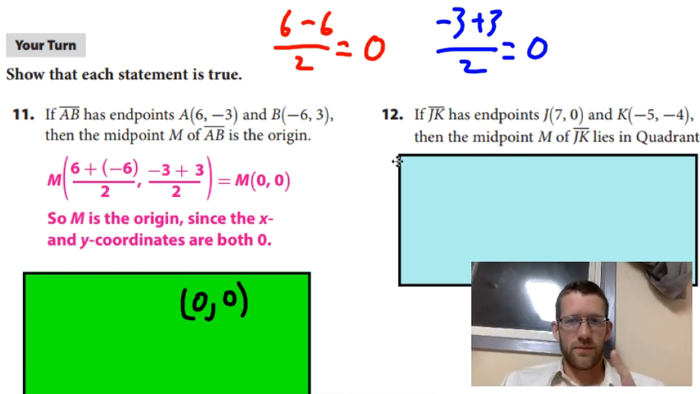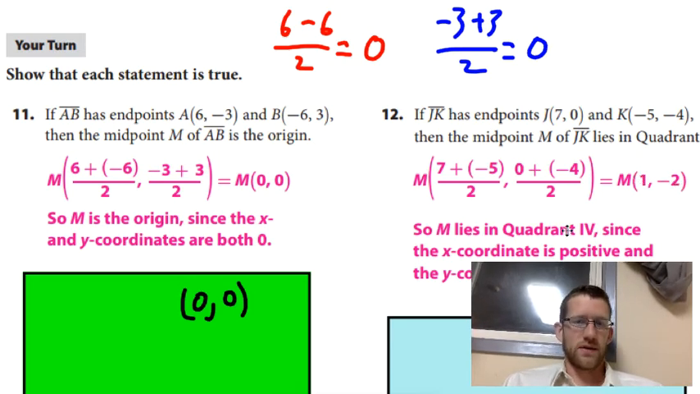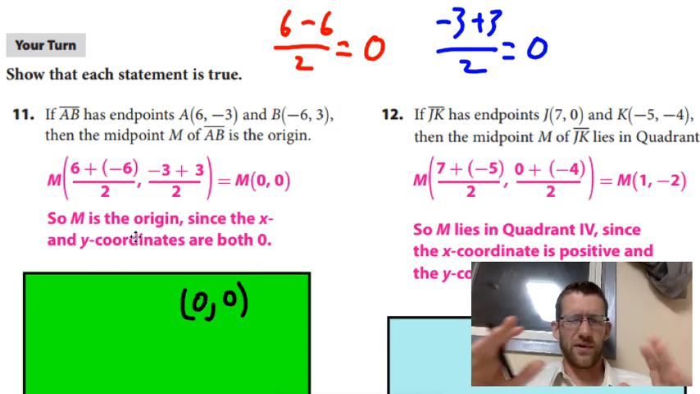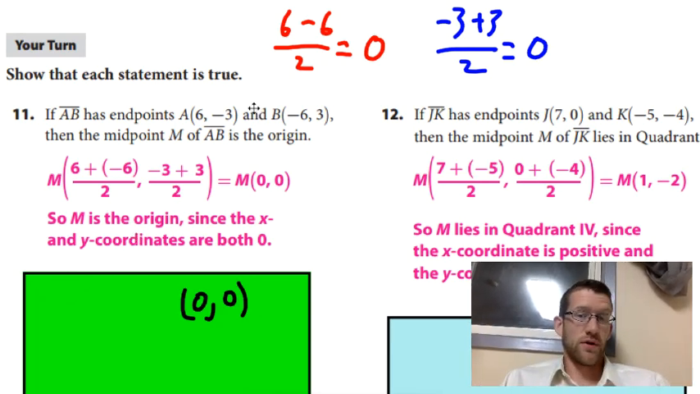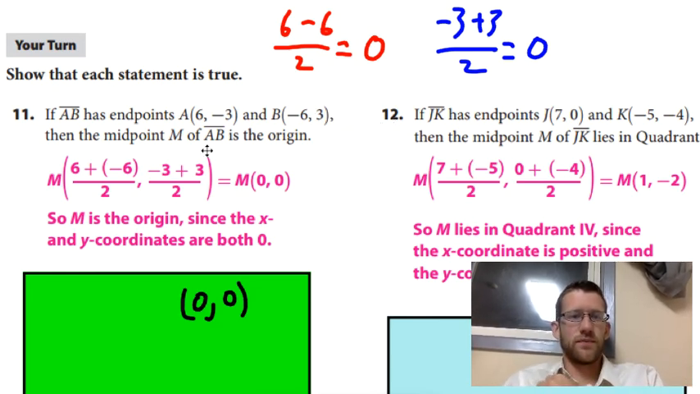Okay, pause here and try number 12 if you can. If you did it right, you should have got the coordinates of (1, negative 2), and that's in quadrant 4. Don't worry, we're not going to really need to know the quadrants. You should know them. You've just taken algebra, but it'll come up in a few problems, but it's not critical to know.